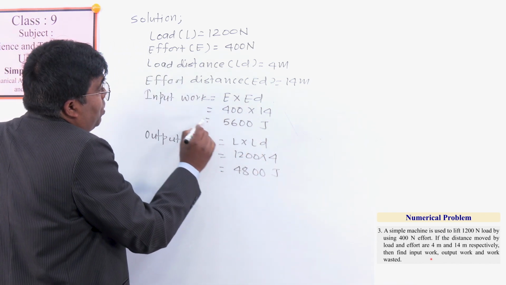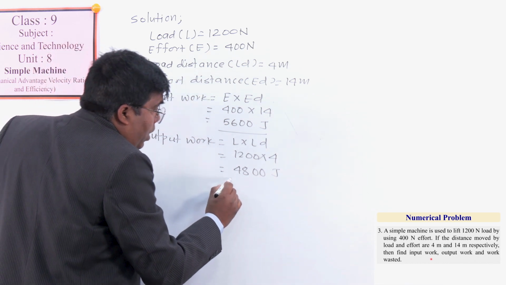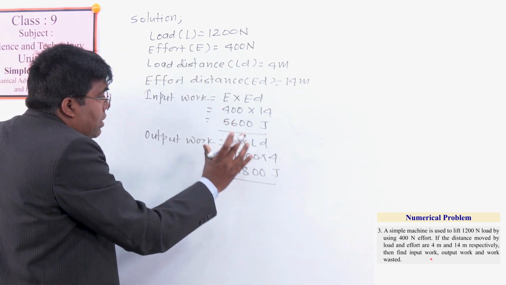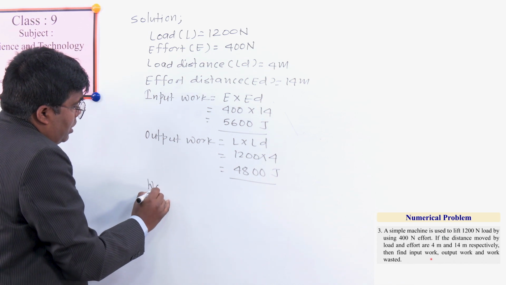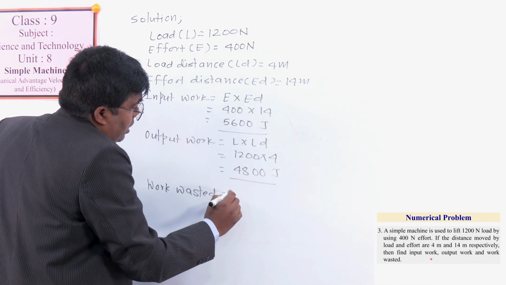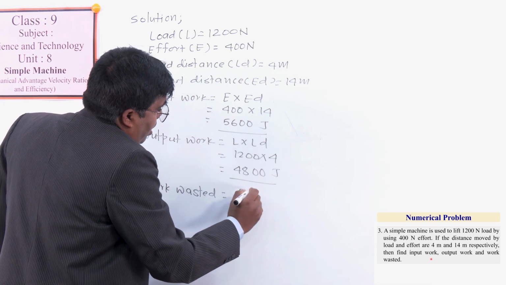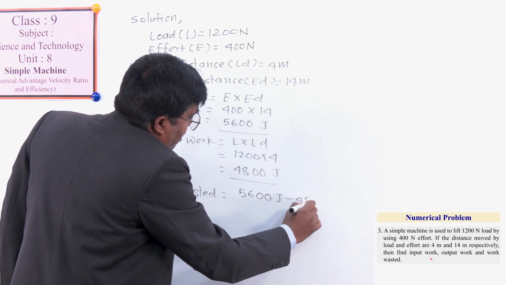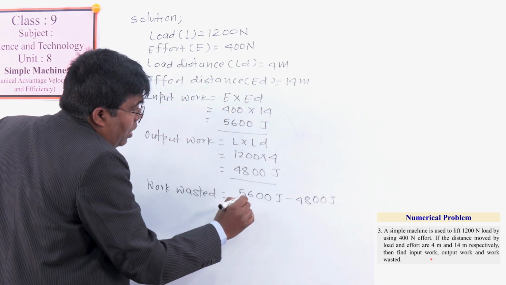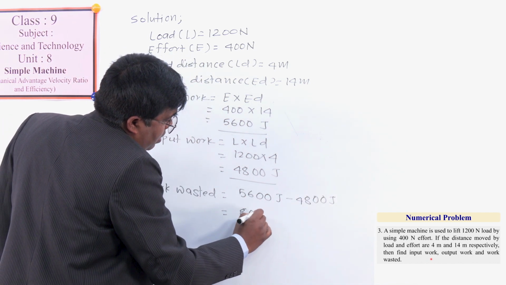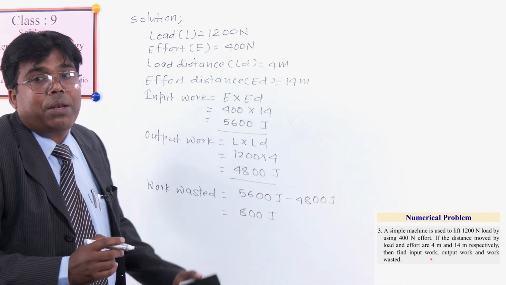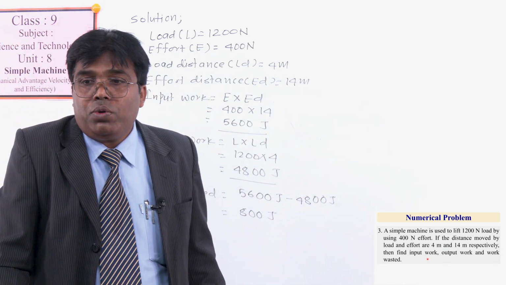Now if you see here, input work 5600 joule, output work 4800 joule. It means there is some difference, and that difference is work wasted. That is 5600 joule minus 4800 joule, and that will be 800 joule. And in this way we can find input work, output work, and work wasted. Okay, so after that let's do some multiple choice questions, or some objective questions we can say.